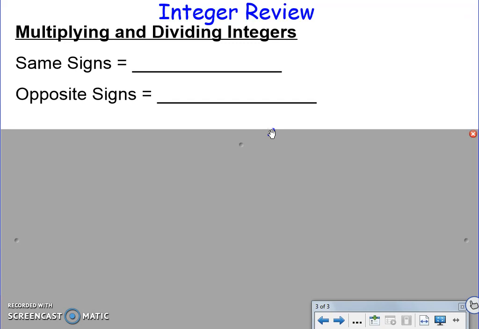So if they're the same sign, remember that when you're multiplying or dividing two integers, if they're both negative or both positive, your answer will always be positive. If it's opposite signs, that means you have one positive and one negative, your answer will always be negative.